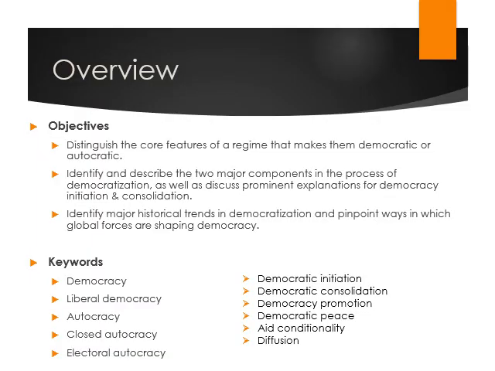There are a few different objectives we have in this section. First is that you should get very comfortable with identifying what makes a regime democratic versus autocratic, aka authoritarian. You should also be able to talk about the process of democratization, especially the two major components, which are initiation and consolidation. As part of this, you should talk about what the common explanations are. Why do we think democratization starts? And why do some countries become stable democracies and others don't? Last, you should be able to talk about some major historical trends in democratization and pinpoint ways in which global forces are shaping democracy.